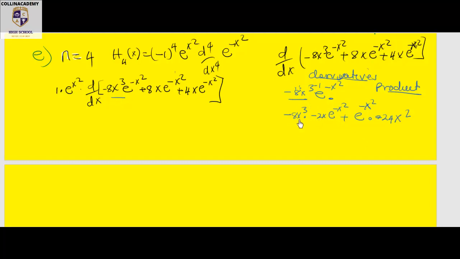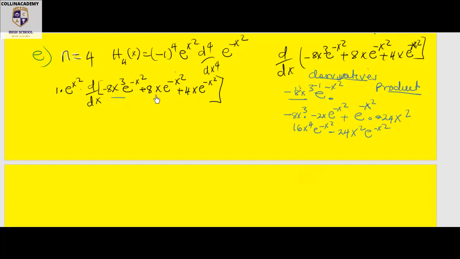So negative times negative is positive, which gives us positive 16 x times x cubed, x raised to the power 4, e^(negative x squared), plus... is it a plus or a minus there? Because we had a minus here, this should be a minus, not a plus. So that is minus 24x squared e^(negative x squared).